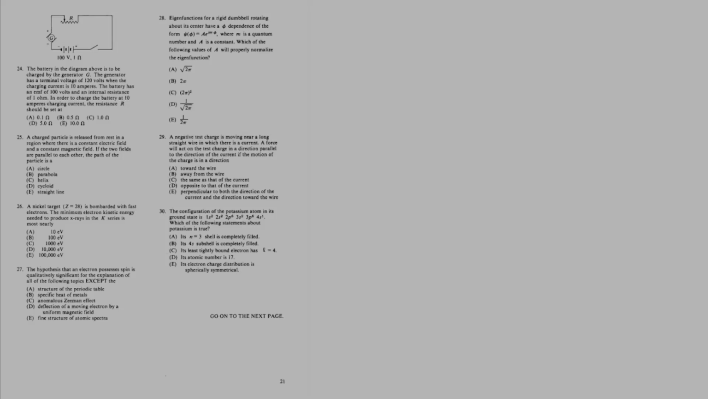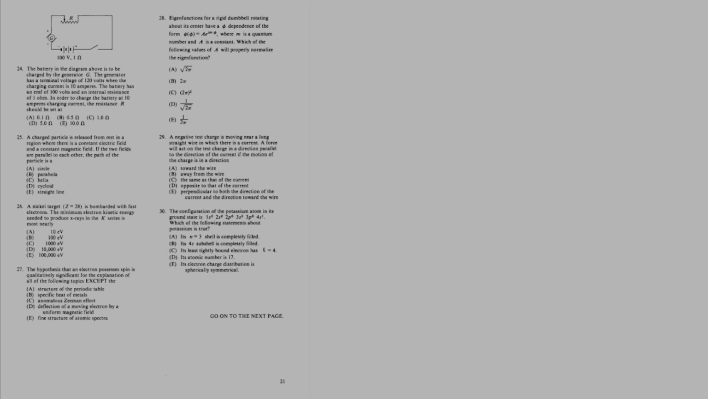All right, for the next set of questions, we're going to start with the circuit. The battery in the diagram above is charged by a generator G. The generator has a terminal voltage of 120 volts when the charging current is 10 amps. The battery has an EMF of 100 volts and an internal resistance of 1 ohm. In order to charge the battery at 10 amps charging current, the resistance R should be set to.